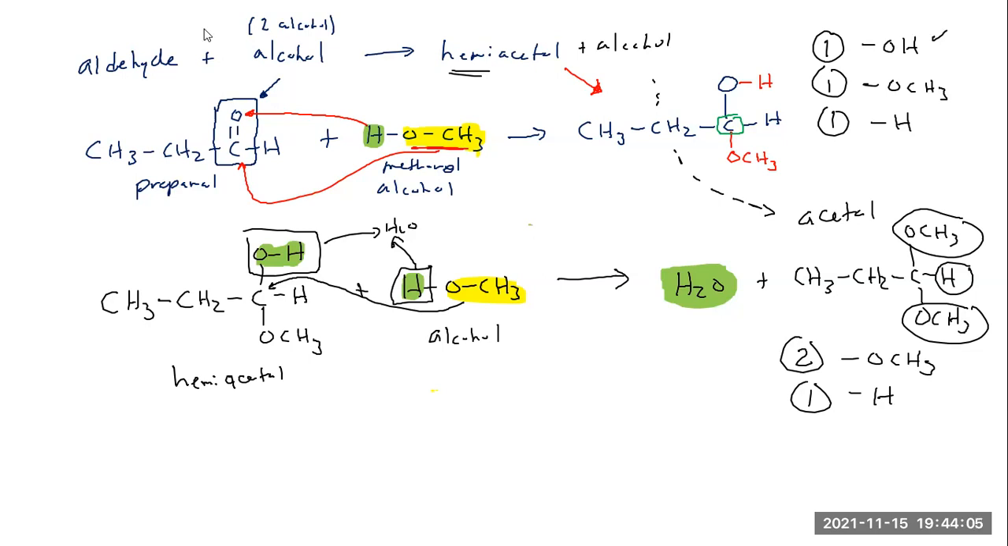Now, ketones actually do pretty much the exact same thing. So let's just take a look at a ketone and see how similar it is, maybe how different it may be, and some of the differences. If we were to take a ketone and add one alcohol to it, we would get something that is referred to as a Hemi Ketal. Let's take a look at what something like that might look like.